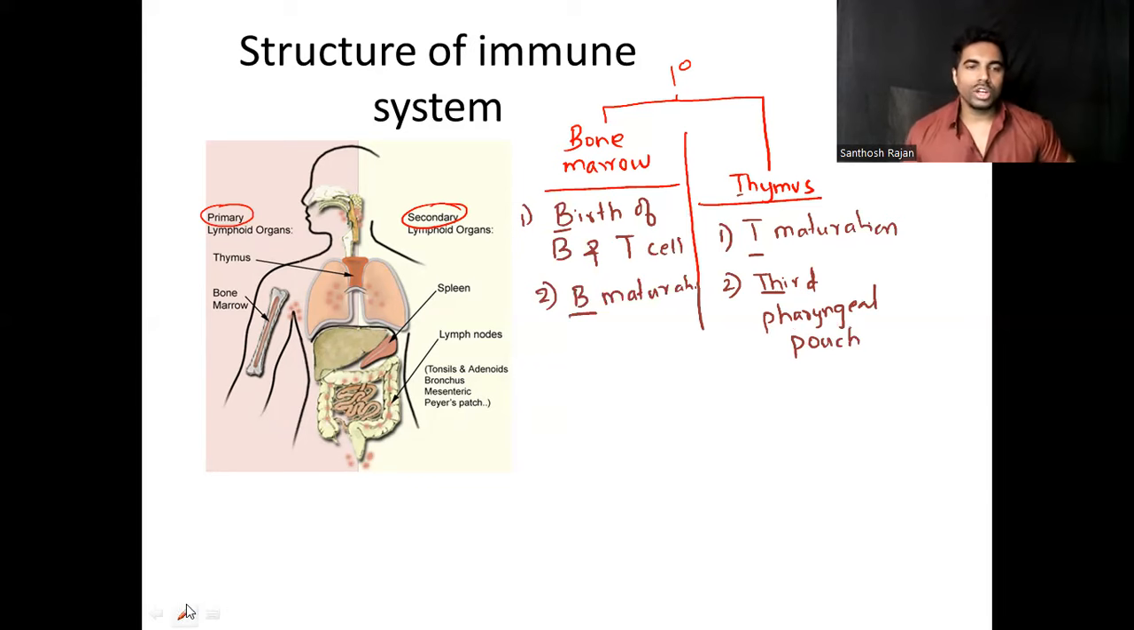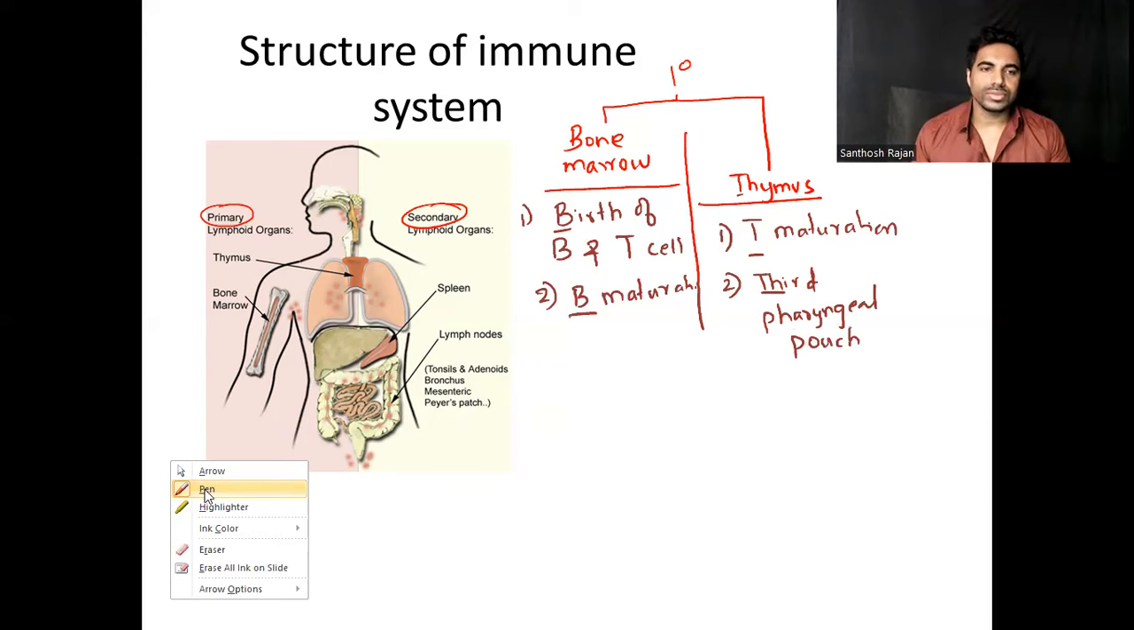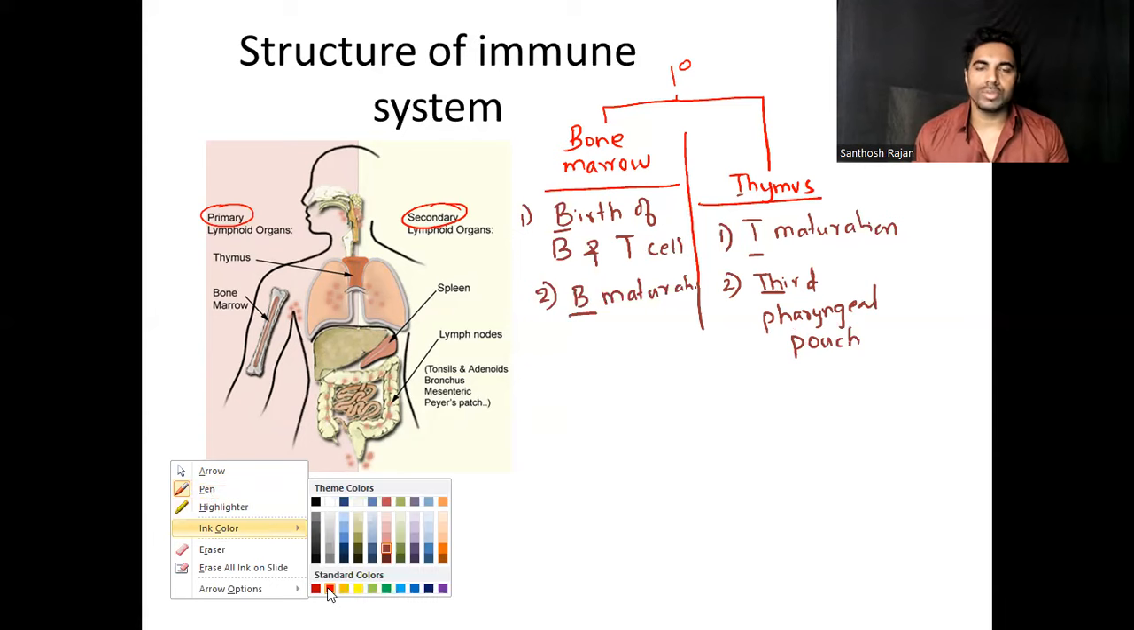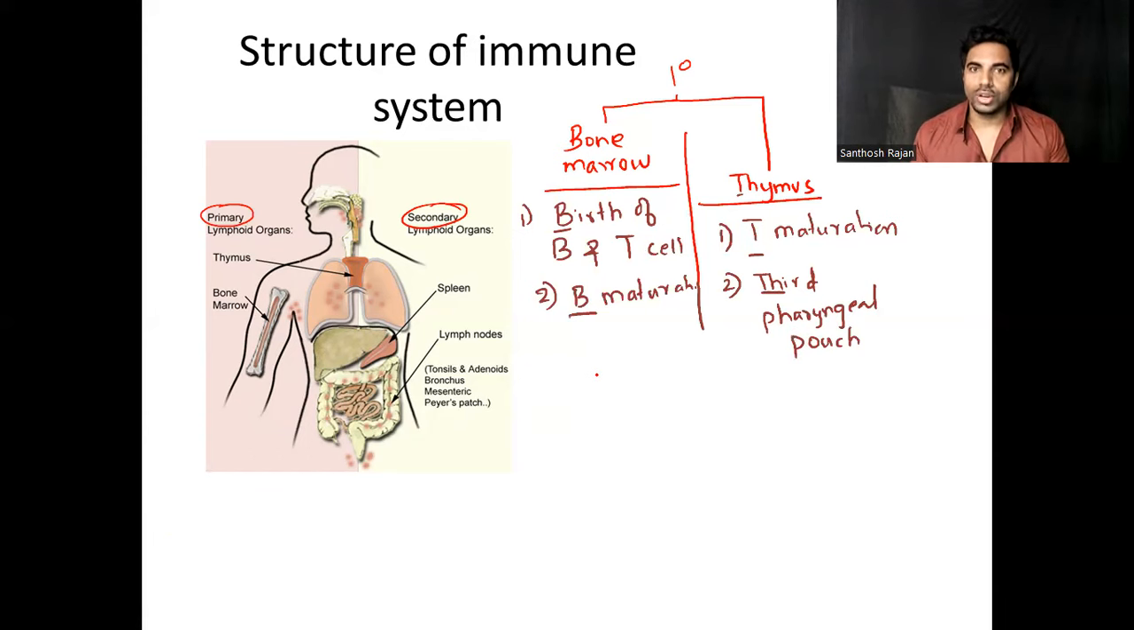Now, secondary. When you talk about the secondary lymphoid organ, it's also important. They can always ask questions from secondary also. Secondary lymphoid organs, you already see in the picture itself: first is your spleen, and then your lymph nodes, we'll talk about it. And then the third one is, what do we call it?